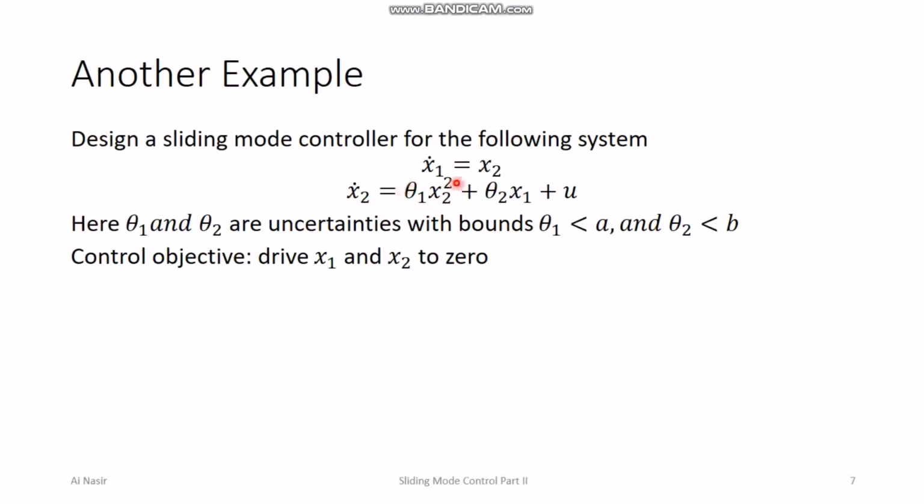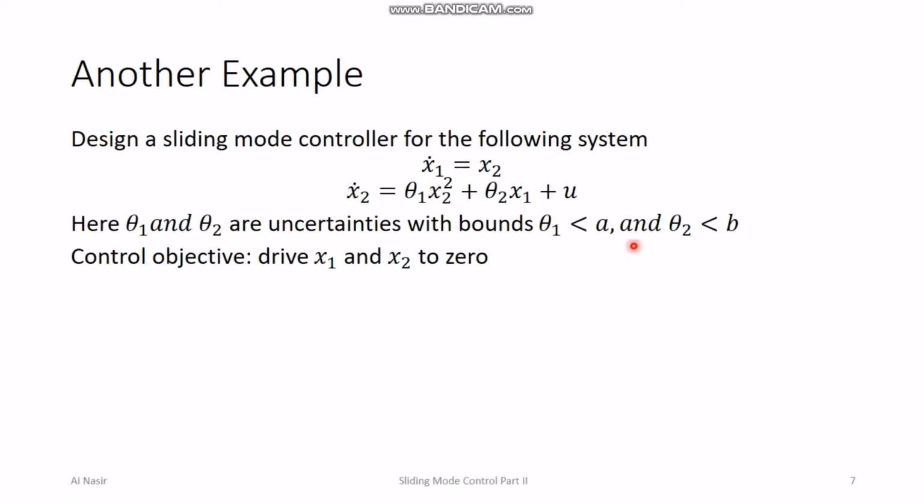So this uncertainty is proportional to the square of the value of x2, and this uncertainty is proportional to the value of x1. Here you also know from the previous lecture that in order to cater for the uncertainties using sliding mode control, we need to at least have an upper bound on the uncertainties. Here I assume that theta 1 and theta 2 are both positive uncertainties and they have some upper bound. So theta 1 is bounded by A and theta 2 is bounded by B.